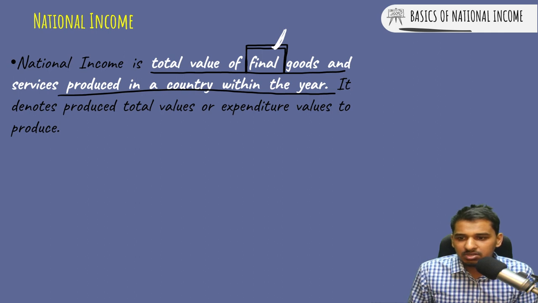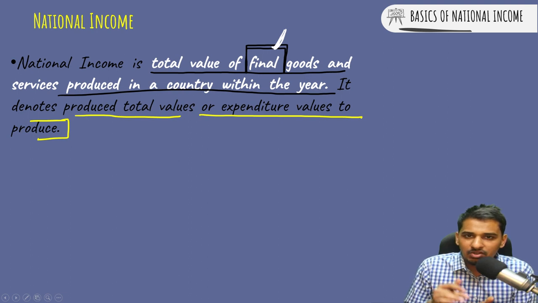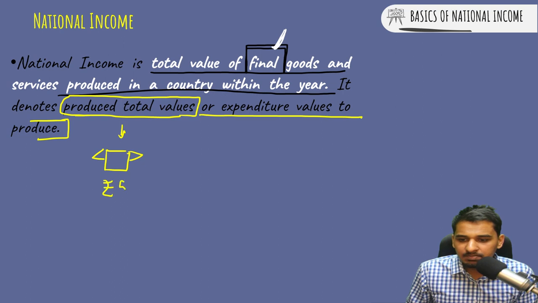It denotes the total value of produce, or the expenditure incurred to produce. What it wants to say is that it denotes the total value of produce. Suppose this is a shirt and it is worth 500 rupees. So this is the total value of what we have produced.